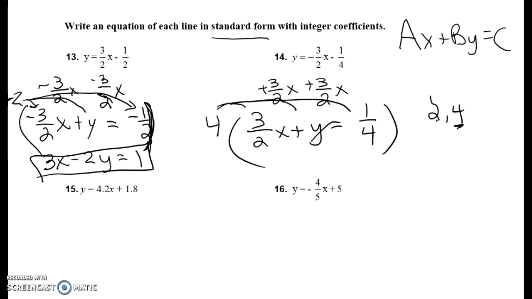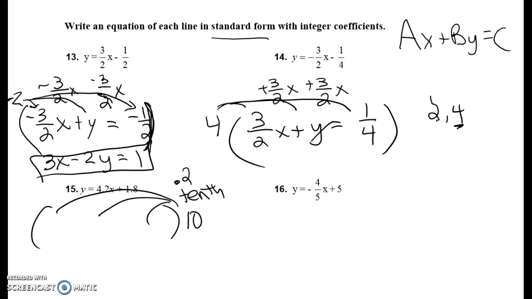Let's move on to 15. Again, we want to move your x term in front, and then we want to multiply a number through. This time we have a decimal. We only have one decimal place, and notice the number goes into the 10th position. So what you want to multiply by is 10. So once you move your x term over, go ahead and multiply everything by 10. And I'd like you to try 16 on your own.